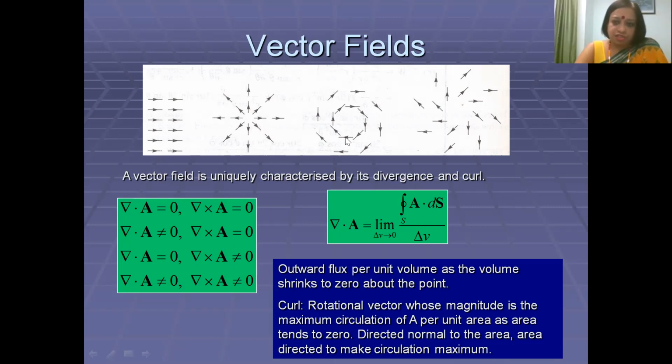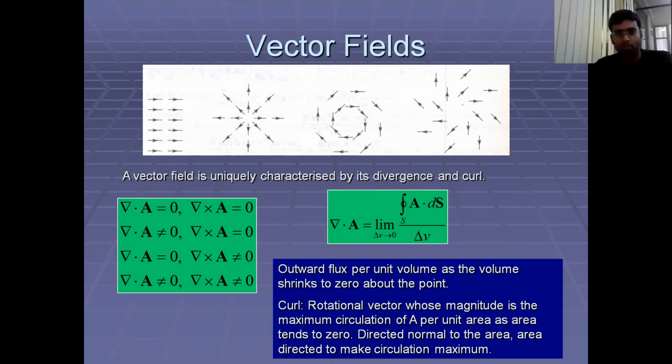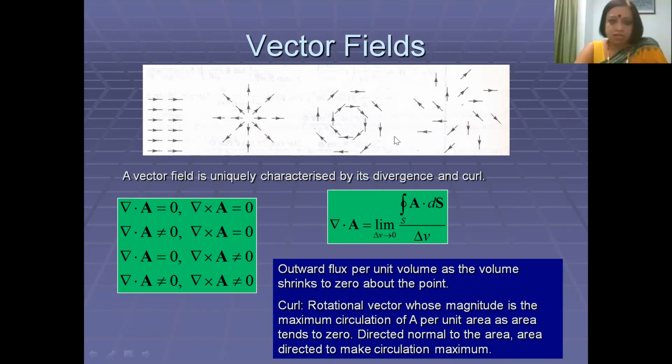Look at this field. What is the divergence of this field? What is the curl of this field? Divergence will be 0. Curl will be non-zero, inside the page. Inside the page. Yes. Yeah, that's a finite quantity.